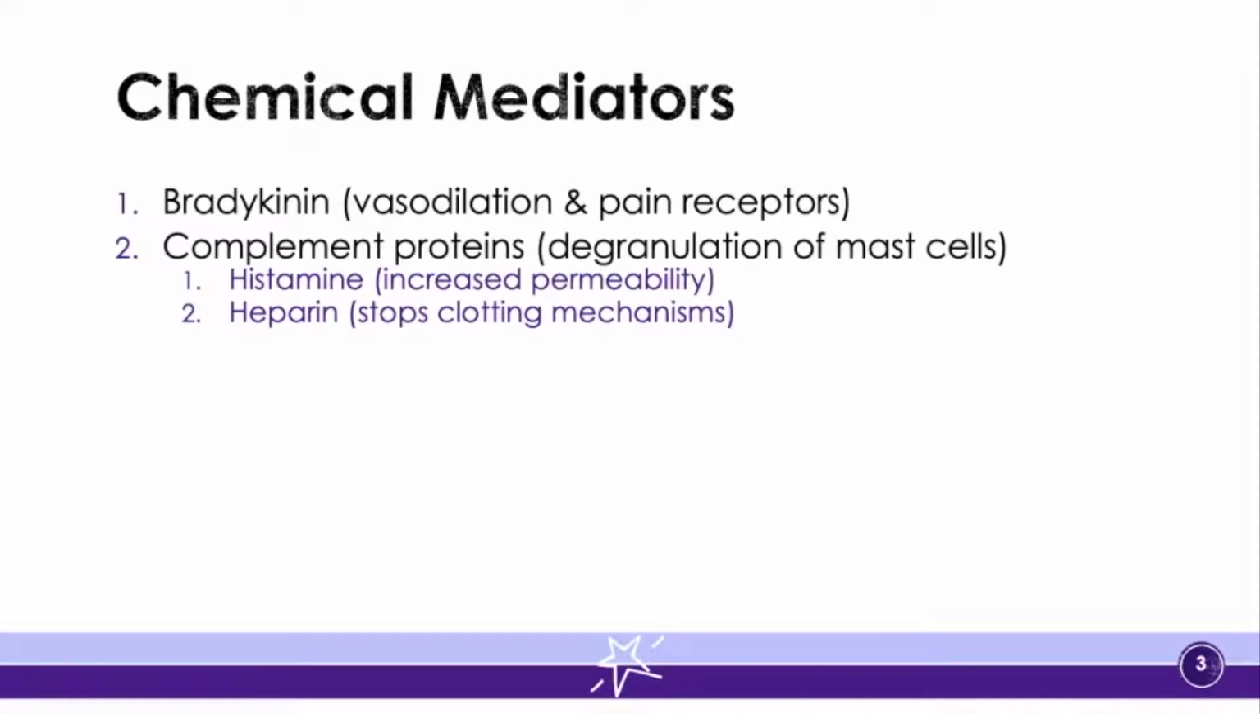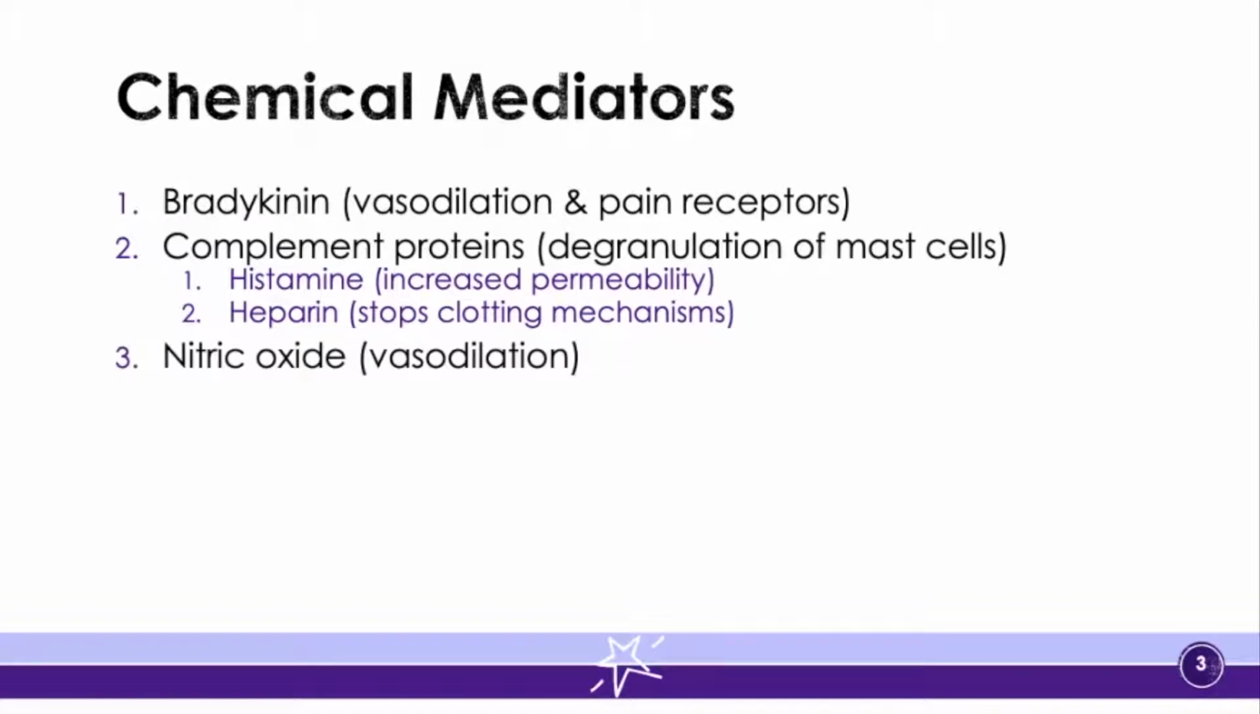There are also complement proteins that are released with the degranulation of the mast cells, which include things like histamine and heparin. Histamine works alongside bradykinin in order to increase that permeability by separating those endothelial cells in order for fluid to be able to escape out of the blood vessel and into the area of injury. And then remember what heparin does is it stops any clotting mechanisms from happening so that fluid can actually exit out those gaps or those clefts.